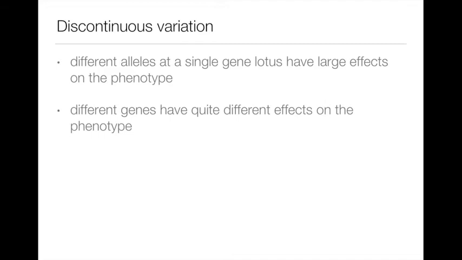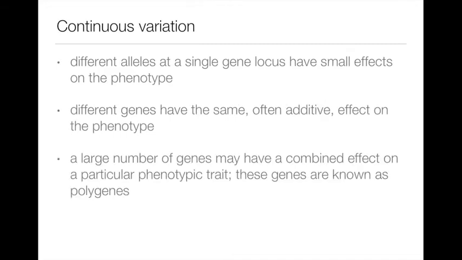Now, in continuous or quantitative variation, different alleles at a single gene locus have small effects on the phenotype. Different genes have the same, often additive, effect on the phenotype. A large number of genes may have a combined effect on a particular phenotypic trait. These genes are known as polygenes.